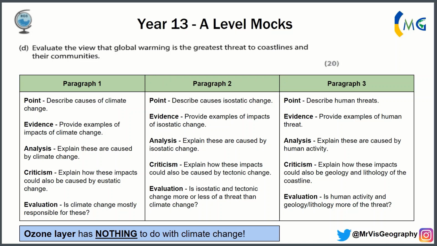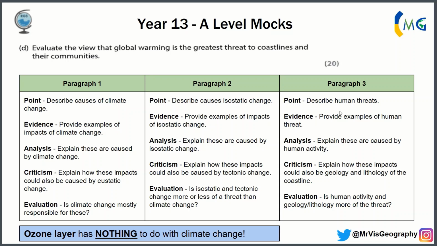I think a lot of you sometimes just completely forgot about the human threats, lithology, and geology. Isostatic change was sort of discussed, tectonic change barely anyone talked about. Just remember they're the main ways in which our coastline changes. Try and practice those questions at home. We had a lesson for eustatic change and climate change, a lesson for isostatic and tectonic change, and a lesson for the geology and lithology. So I've organized these paragraphs into three of the lessons we had.